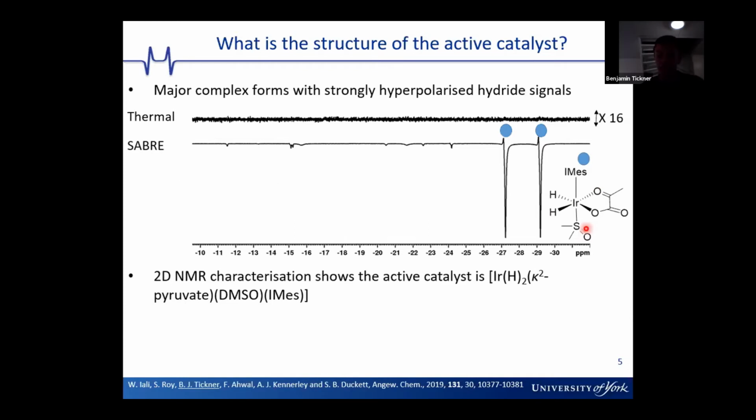So you have a sulfoxide bound through sulfur. Your pyruvate is ligating to your iridium through 2 oxygen centers, and in this case, it is ligating to your iridium in the same plane as your hydride ligands.